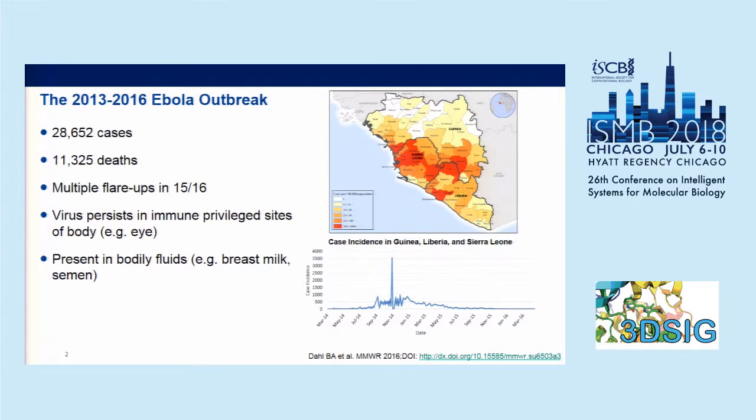After it was contained mostly in 2014, we did see multiple flare-ups in cases in 2015 and 2016, and we know that the virus can persist in immune-privileged sites and that it's present in many bodily fluids.